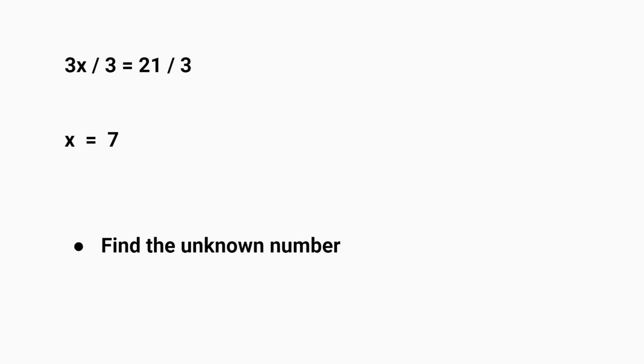So if we had our quantity times 3 equals 21, then we want to undo it by getting back to that x, which gets us x equals 7, because if we have a quantity times 3 equals 21, well then we know that quantity was 7. So that's how we find our unknown number.